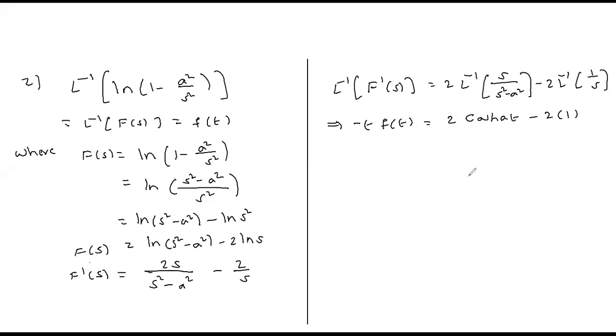Is it okay? Therefore, what is f of t? f of t would be 2 by t into 1 minus cosh at. Do you agree? Yes, sir. So that is the inverse transform. Now we'll just see one more problem and move to the last property.